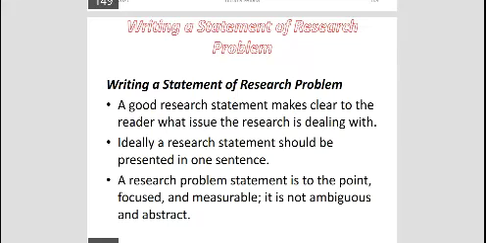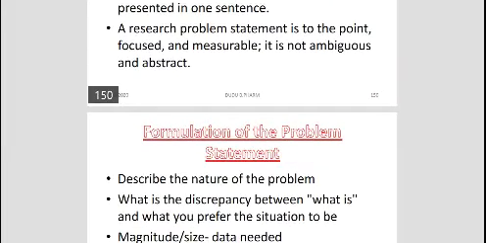Ideally, a research statement should be presented in one sentence. A research problem statement is to the point, focused, and measurable. It is not ambiguous and abstract. Now we get the clear picture. What does a statement of research problem show? Why should it be simple, focused, straight to the point, measurable, and not ambiguous and abstract?